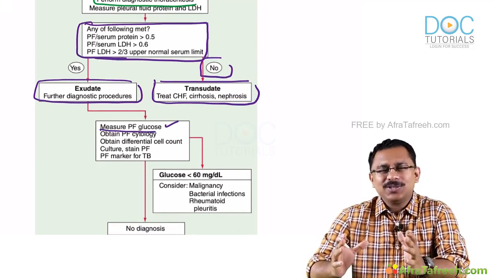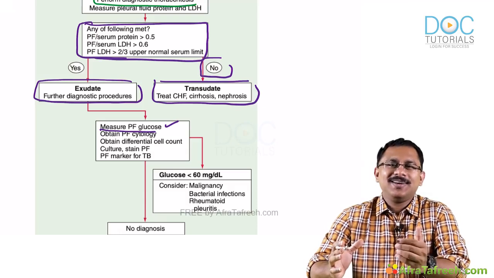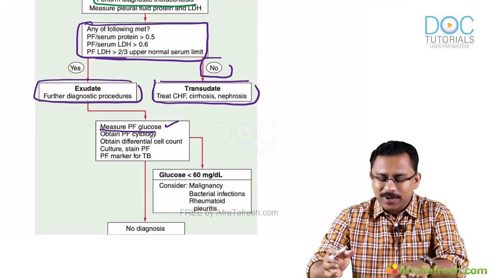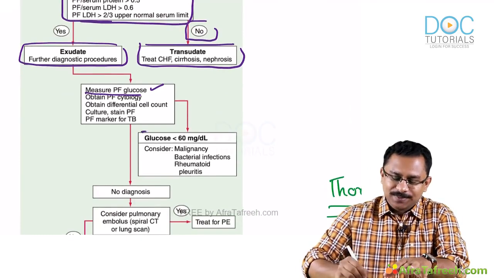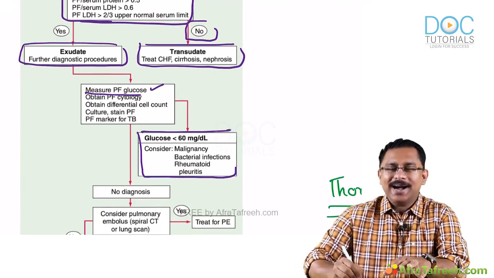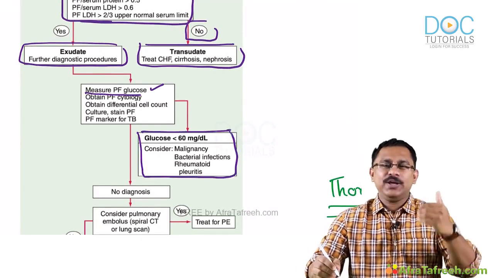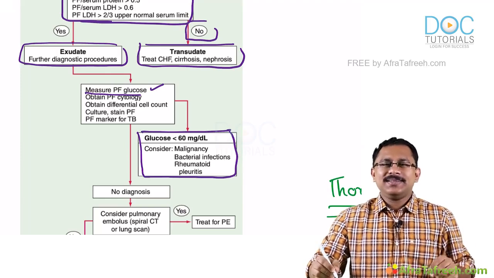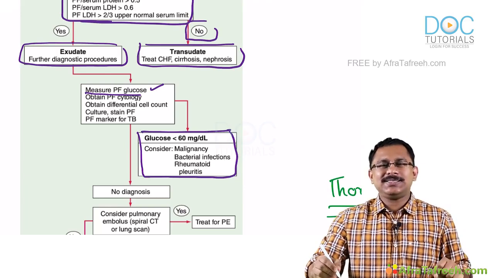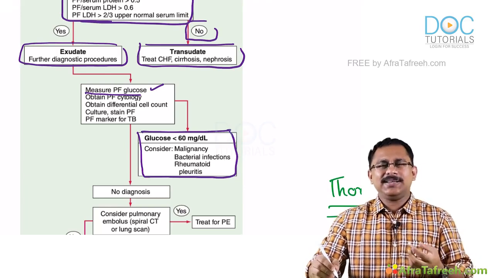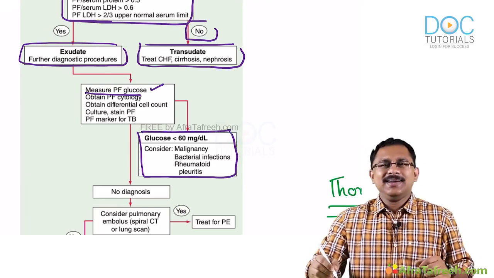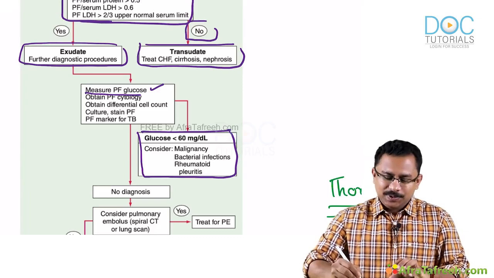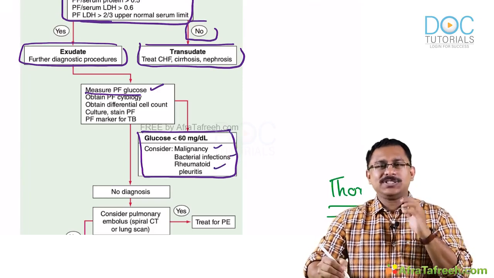See, I told you glucose is not a component of your Light's criteria, but there is one importance of glucose. That is, when you have significantly reduced glucose levels in the pleural fluid, that can occur because of certain causes like infection, malignancy, rheumatoid arthritis. Okay, these are the most important ones.